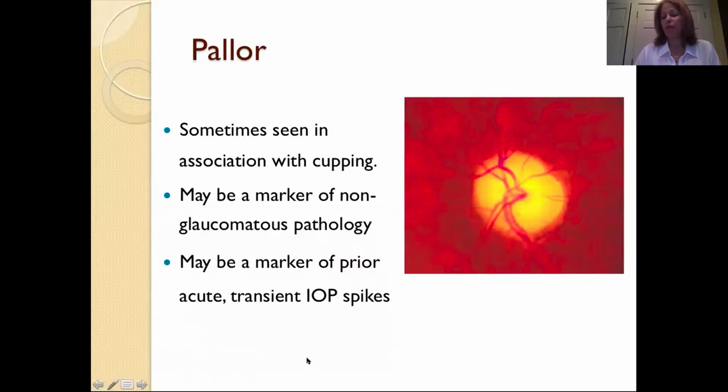Now, one of the questions earlier was about color. Pallor is not the way that we approach glaucoma most of the time. When you see pallor of an optic disc, the first thing you have to rule out is a non-glaucomatous cause. Does that mean that no glaucomatous optic disc gets pallor? No. You can get pallor in an optic disc from glaucoma when they've had a prior very elevated pressure spike.